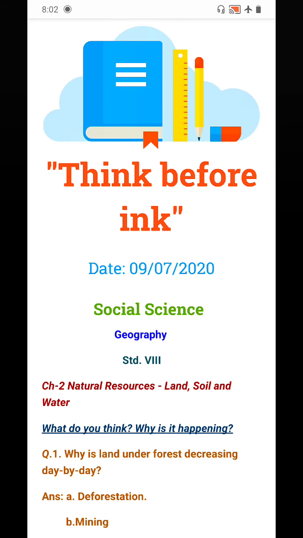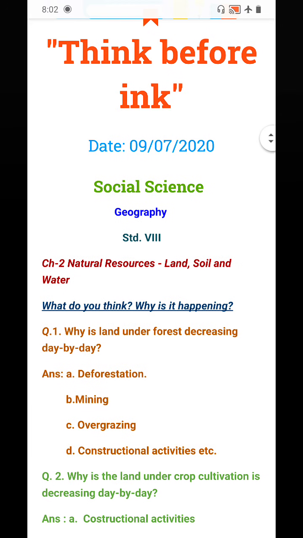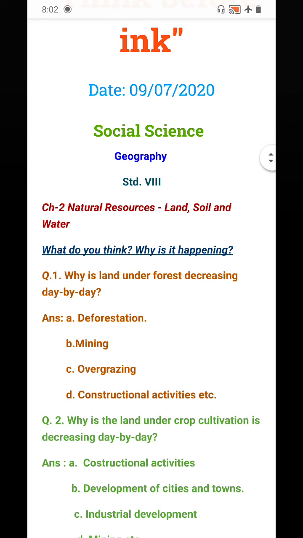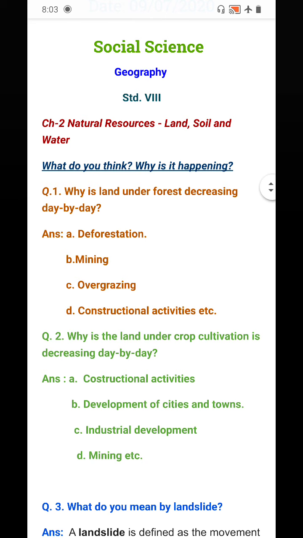Now come to the second homework, which is also from chapter number 2, but these are different types of questions. The first question is: what do you think, why is it happening? This you have to find out. Why is this type of thing happening? What is the first situation? Why is land under forest decreasing day by day? The first answer, point number 1, is deforestation. Second, mining. These things we already discussed.